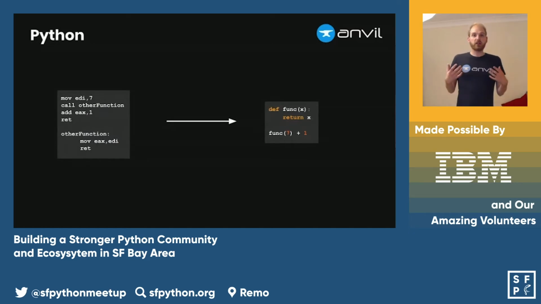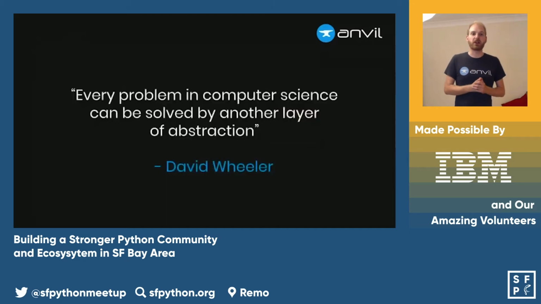So this really is a fundamental concept in computer science. It's captured in a famous quote, that every problem in computer science can be solved by another layer of abstraction, from David Wheeler, a very early computer scientist, one of the original greats here in Cambridge.